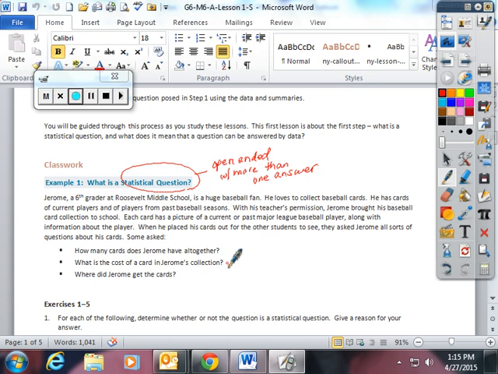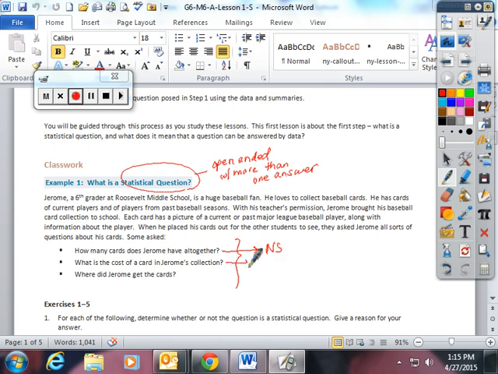What is the cost of a card in Jerome's collection? And where did Jerome get the cards? So we asked each other as a class if these were statistical questions or not statistical questions. The first question, how many cards does Jerome have altogether, is not statistical. The amount of cards he has at that time is a fixed answer. He could have, for example, 100 cards. He could have 80 cards. The number is not going to vary on that particular day.